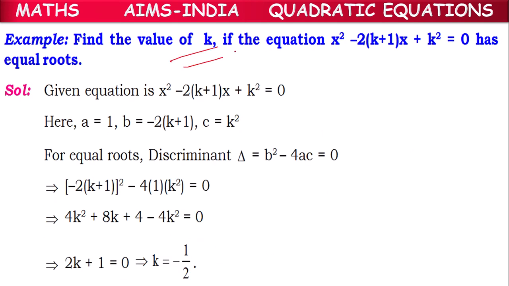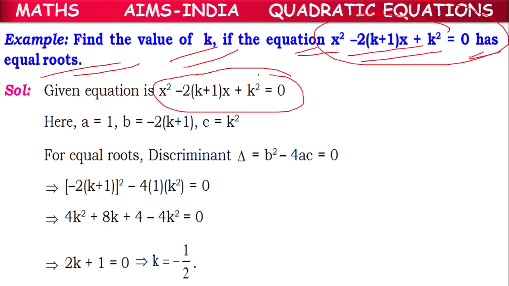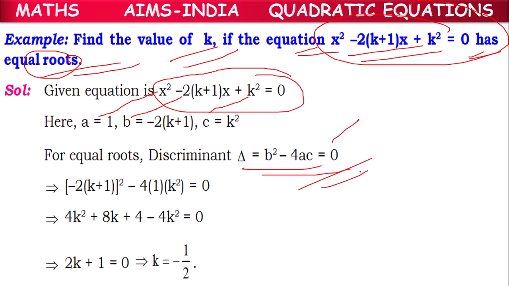Next one. Find the value of k if the equation has equal roots. This is the equation. If you compare with a, b, c, a is 1, b is minus 2 into k plus 1, c is k square. But it is having equal roots, so the discriminant will be 0. Discriminant means b square minus 4ac will be 0. b square, minus 2 into k plus 1 whole square, minus 4 into a value 1, c value k square.